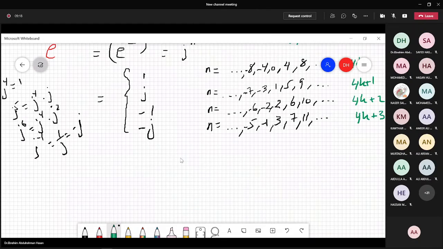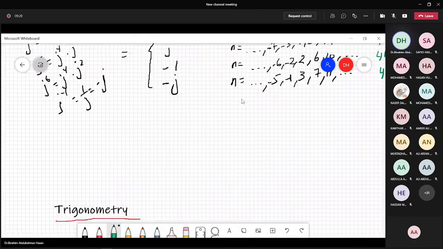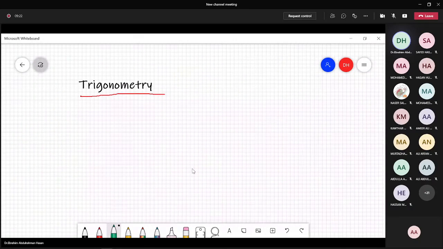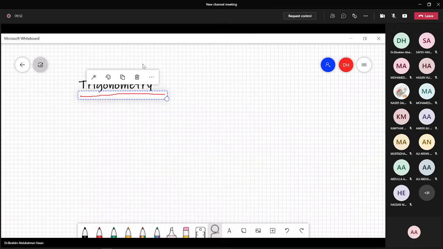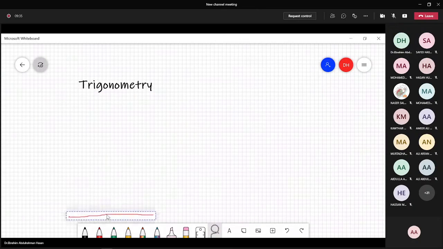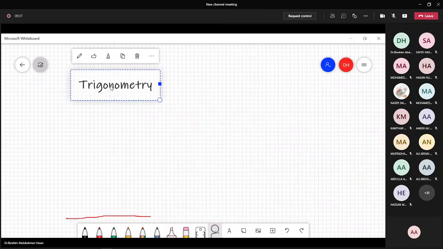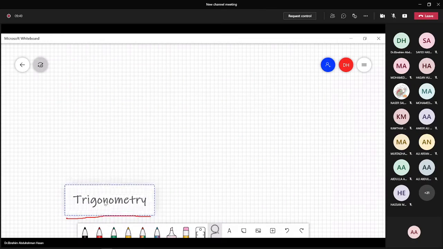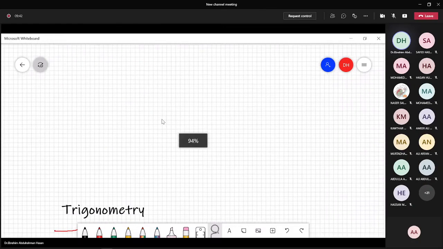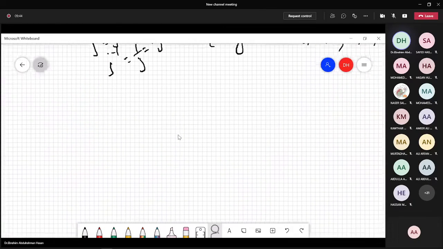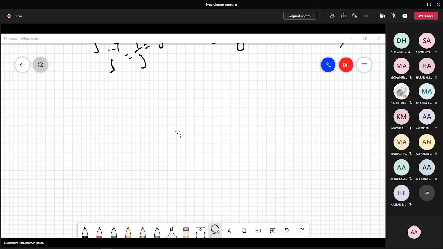Okay. Let me take another example. Let us continue. Evaluate this: root 3.